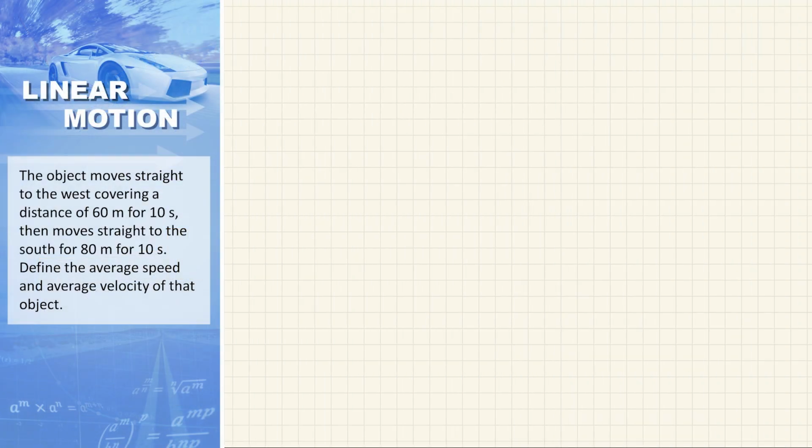To answer this question, we will create a free body diagram to illustrate the movement of that object. The object moves from point A to point B, traveling westward for a distance of 60 meters in 10 seconds. Then it will move south from point B to point C, covering a distance of 80 meters in 10 seconds.